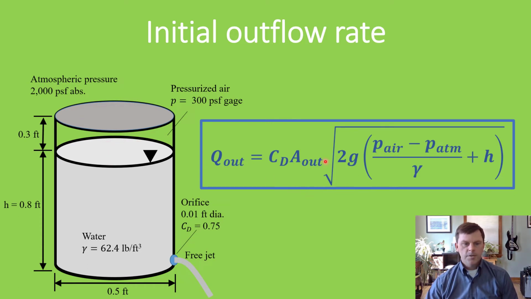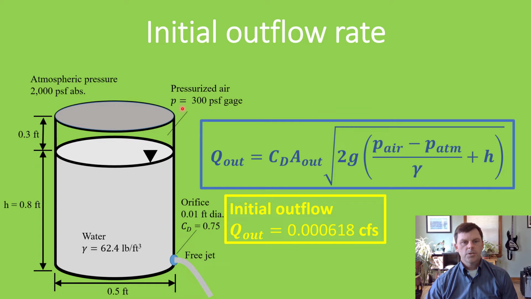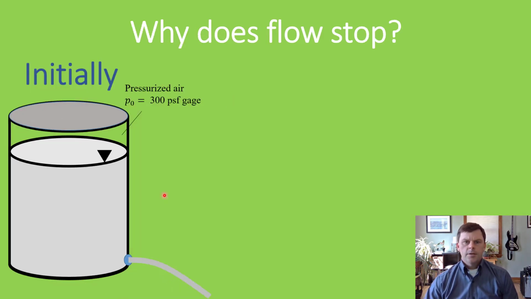So if you plug in the numbers for this instant that we're looking at here, you get that the initial outflow out of this container with the pressure of 300 pounds per square foot gauge and the water depth of 0.8 feet is about 6 times 10 to the minus 4 cubic feet per second. So a pretty small outflow, but it is a very tiny hole here. And so now the question is, what happens over time?